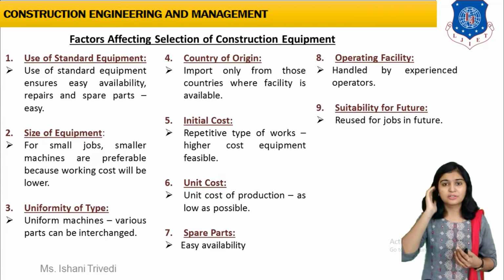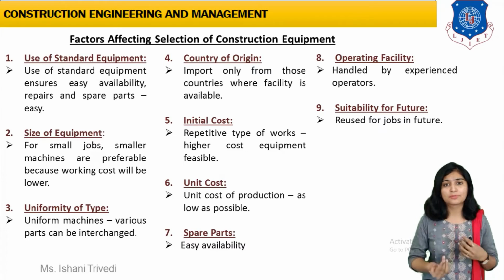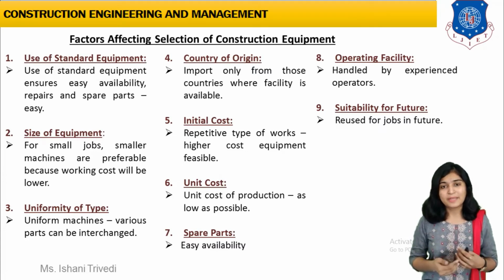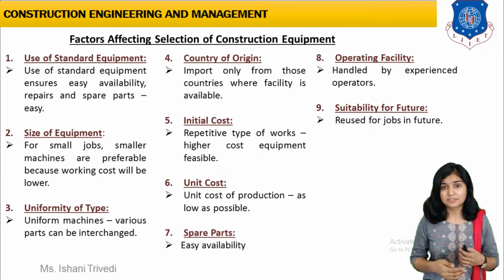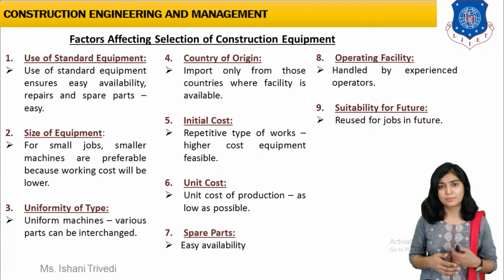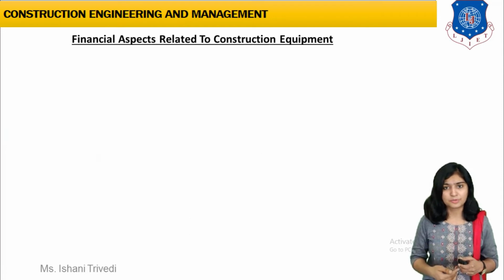Then we have unit cost, the production cost. The production cost should be as low as possible. The output should be maximum. Spare parts should be easily available. The operating facilities are generally handled by skilled labor, so for operators, you have to check their availability. And the suitability for future, which means how you can utilize it in future.